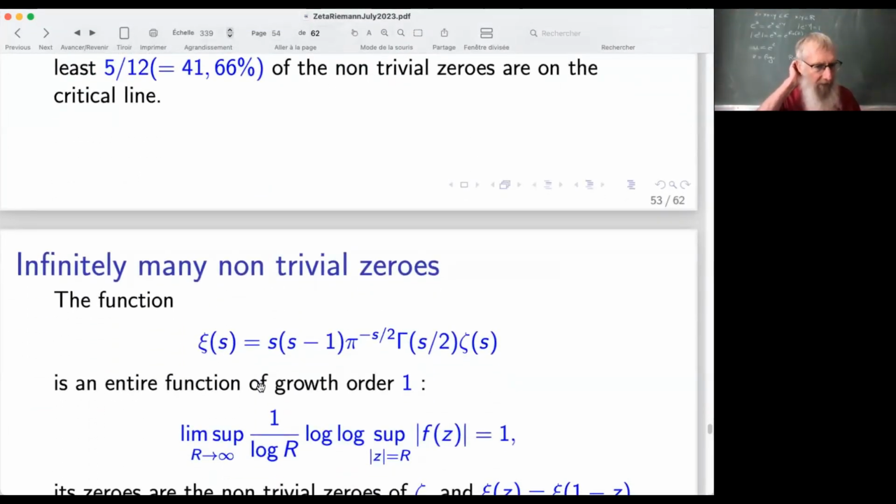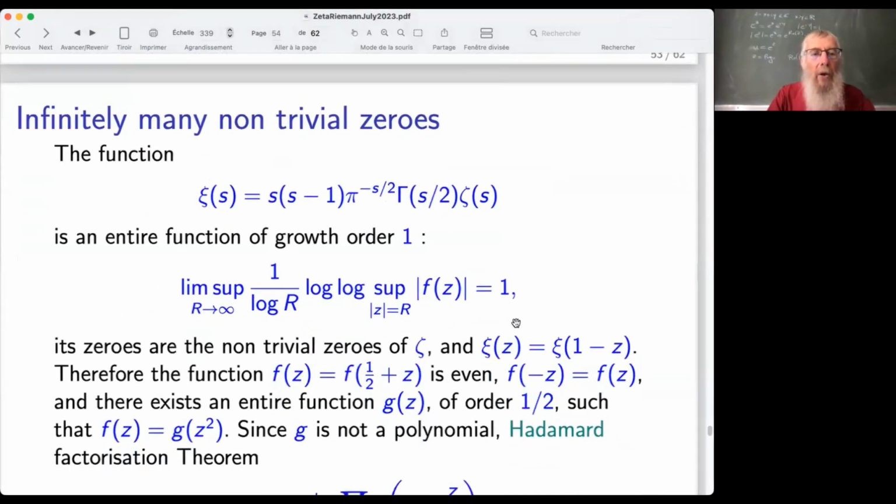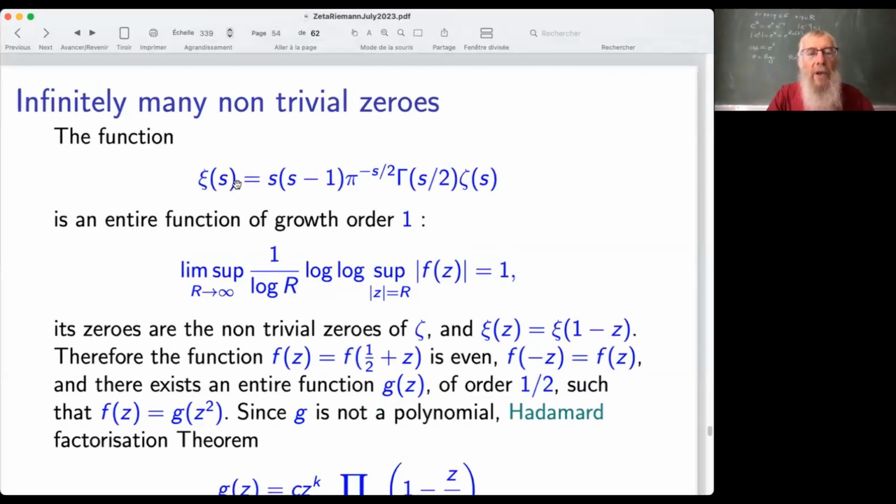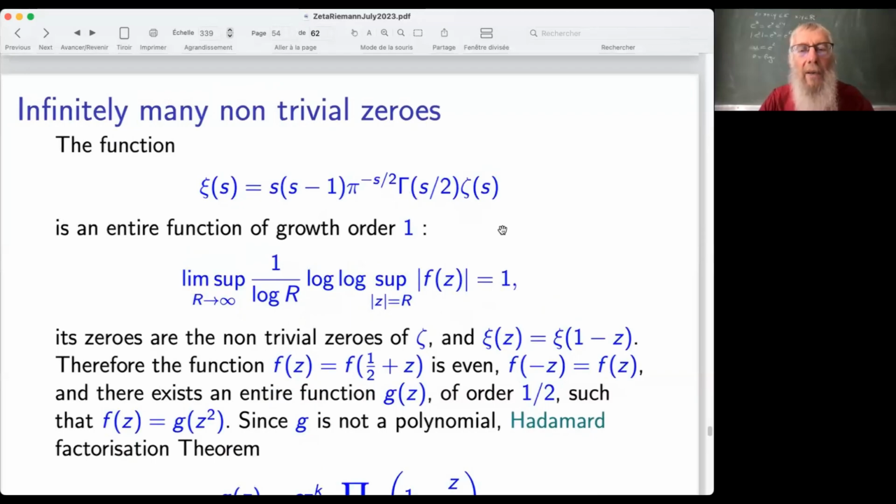Okay, just a sketch of proof that there are infinitely many non-trivial zeros, which means in the critical strip. We consider the function xi of s, which we introduced before, and we look at the growth of this function. What is the growth of a function? A function has order rho if it grows like the exponential of r to the rho. Maybe, no, I don't have much time to write it on the board. But we say that the order is 1 if it grows like exponential R to the 1 plus epsilon.